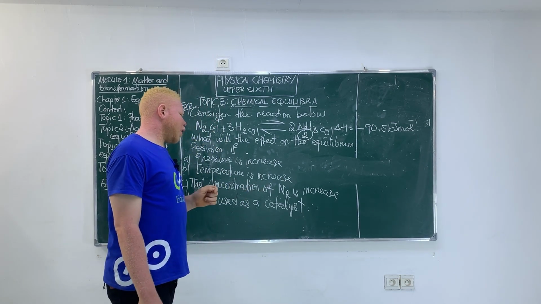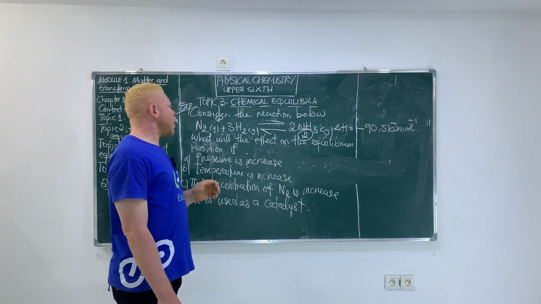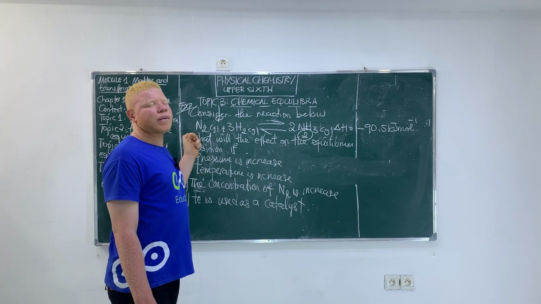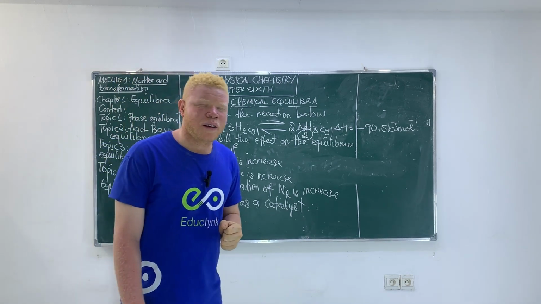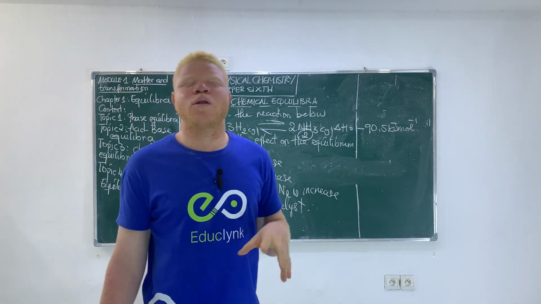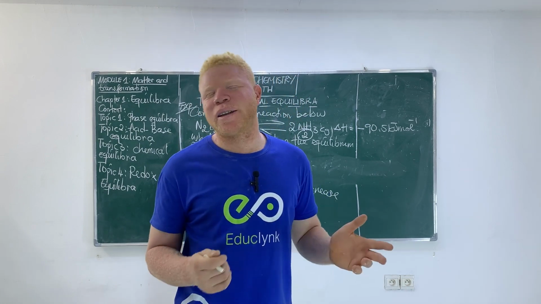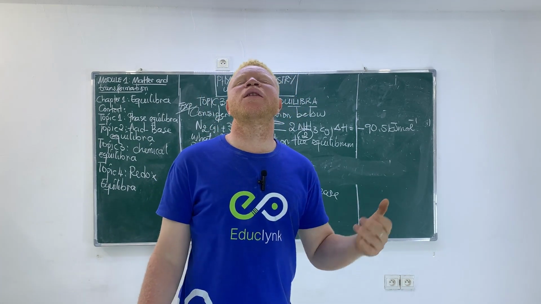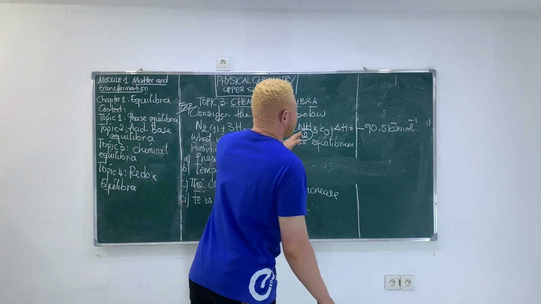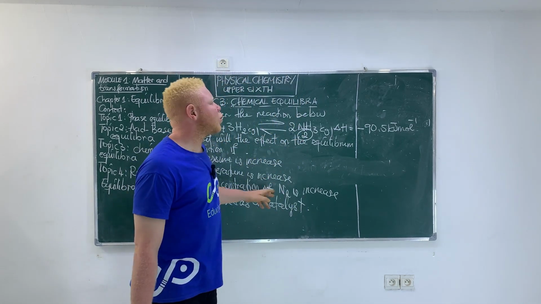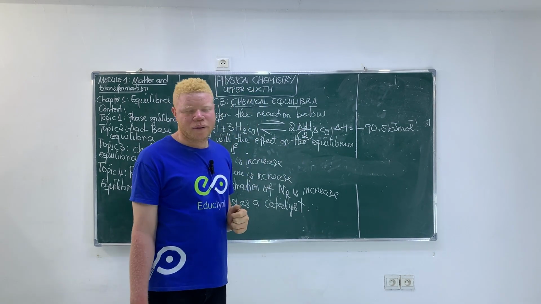The concentration of N2 is increased. N2 is found where? N2 is found on the reactant side. If you increase the concentration of either of the reactants, the equilibrium position will shift to the product side. So here the equilibrium position will shift to the right.